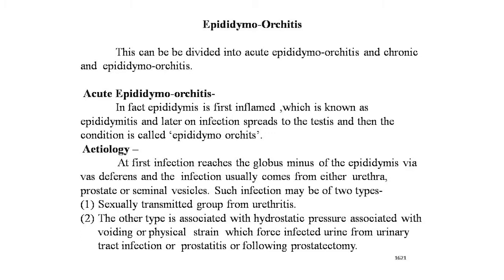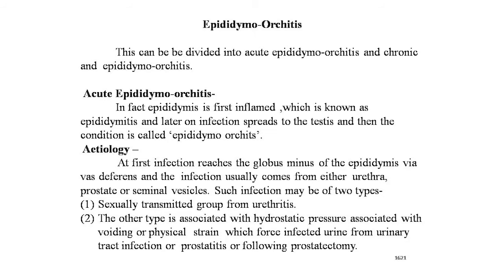Now the etiology of this condition: at first infection reaches the globus minor and the epididymis via vas deferens, and the infection usually comes from either urethra, prostate, or from the seminal vesicles. Such infections may be of two types. First is the sexually transmitted group from urethritis. This occurs in young patients and causative organism is mostly chlamydia and gonorrhea.